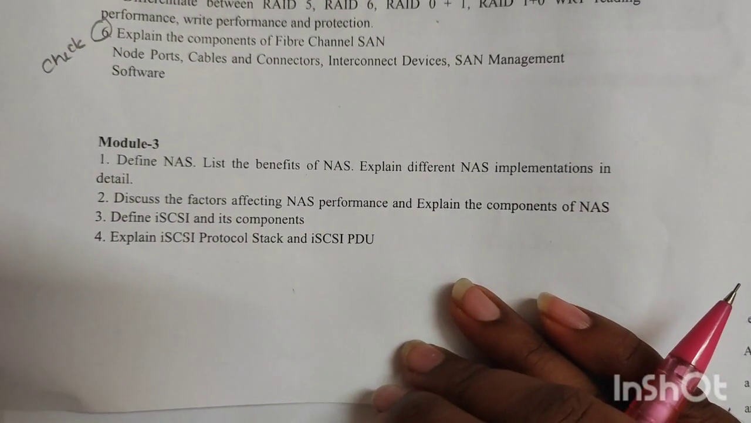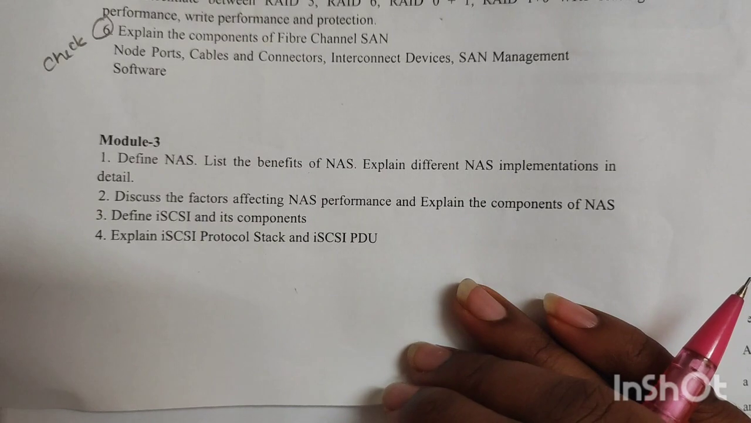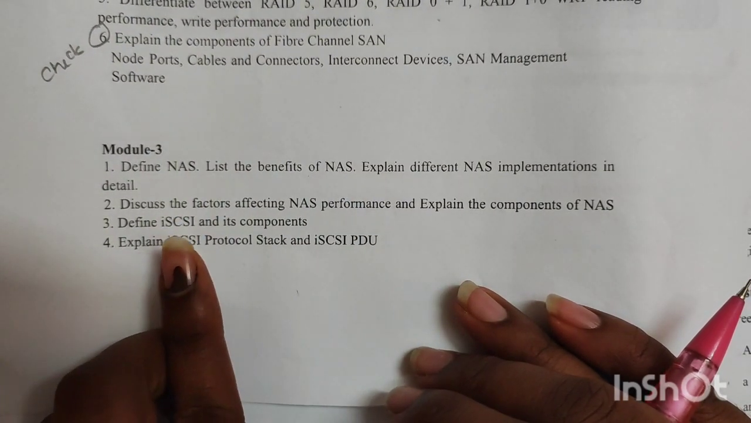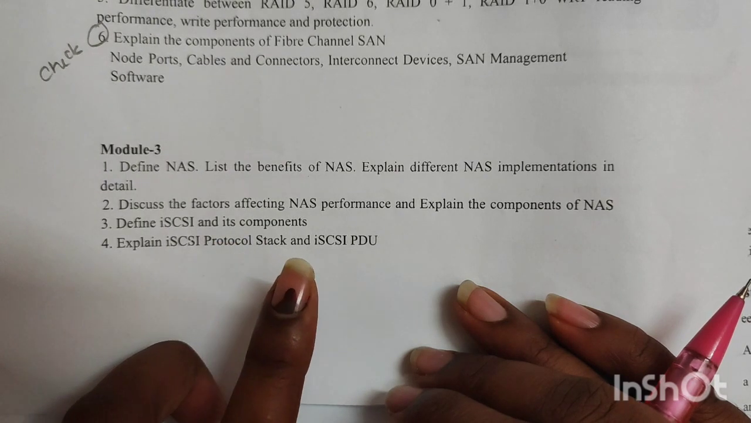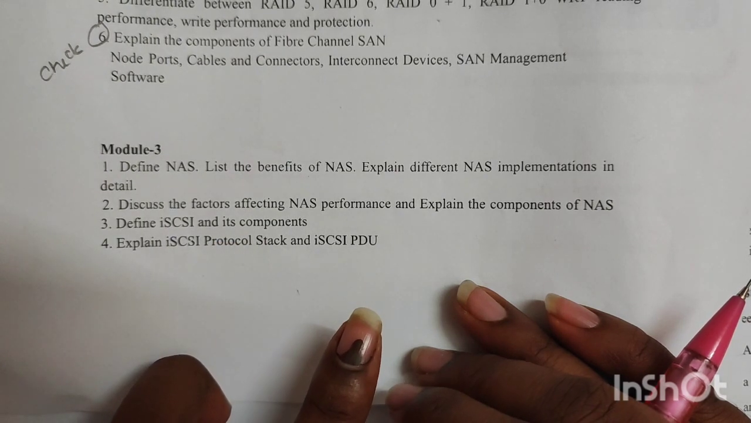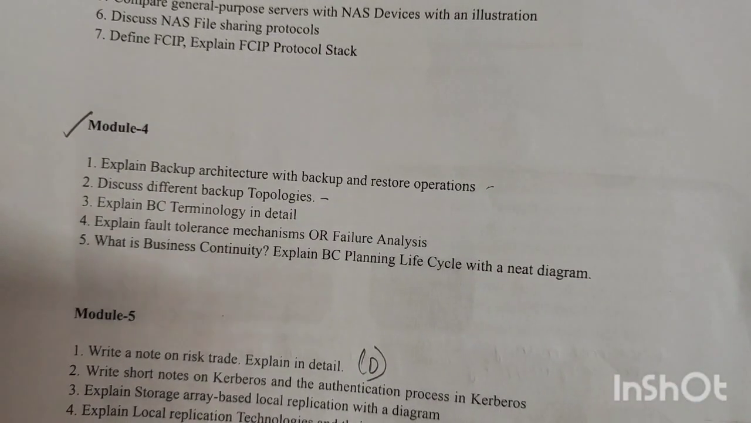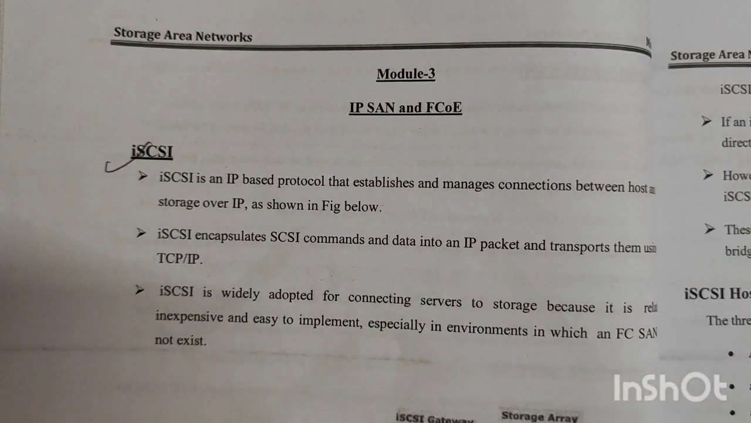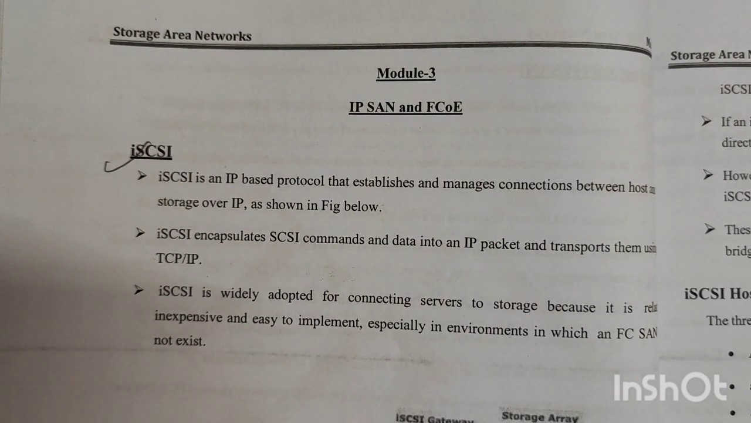So for module 3 we have around 7 questions, that is 4 questions based on NAS, 2 questions based on iSCSI, and 1 question based on FCIP and the FCIP protocol stack. So we're going to start with iSCSI.